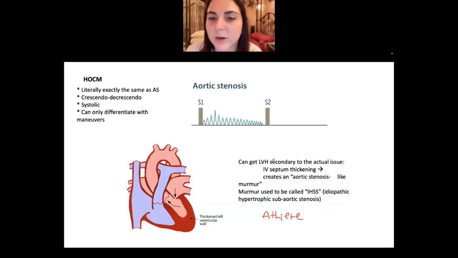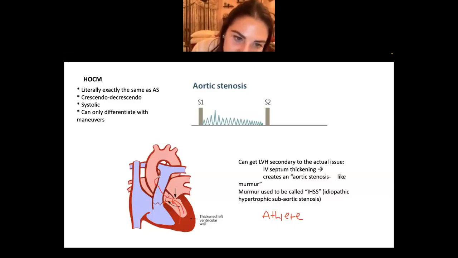So you can get left ventricular hypertrophy secondary to the actual issue. The actual issue is that the septum itself is thickened. So now it's exactly like aortic stenosis. The ventricle is trying to push this septum out of the way so that it can pump blood out through the aorta. By doing this, it gets thicker over time. You get left ventricular hypertrophy just like you would with aortic stenosis, and that's why it's an aortic stenosis-like murmur.